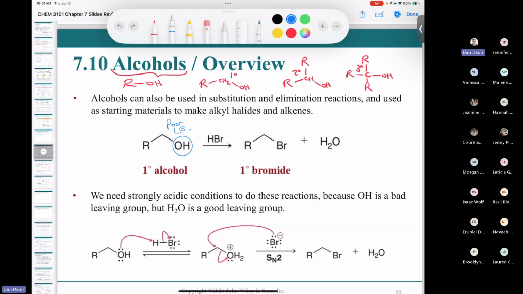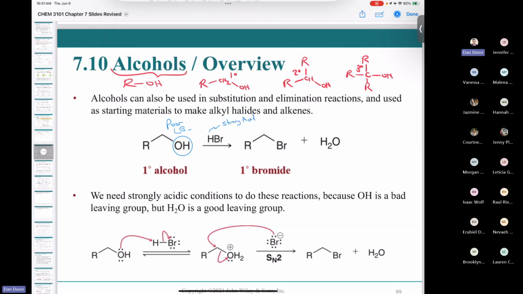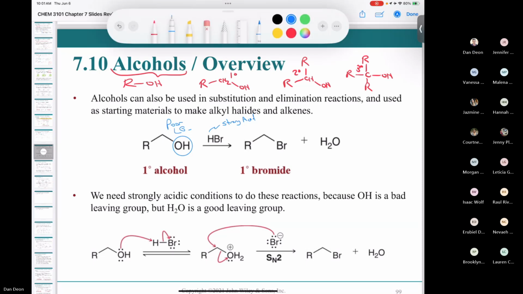So how does this happen? Well, the answer is HBr is a strong acid. And so it can protonate the alcohol, and you see that on the bottom. So what we end up doing when we protonate our alcohol is we take a poor leaving group and then we protonate it and we convert it into a great leaving group. I'll just put here good leaving group, right?